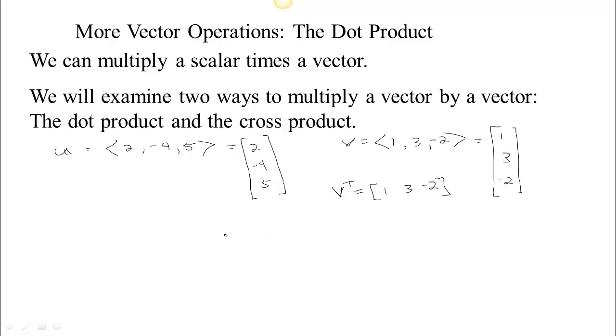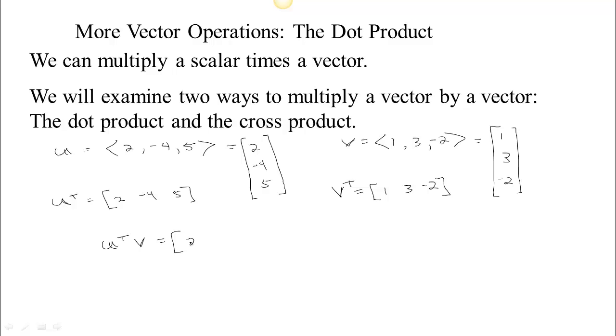So, by the same token, u transpose would be this matrix that consists of a single row, 2, -4, and 5. And here's our idea. If vectors are actually matrices, notice these two matrices couldn't be multiplied because the dimensions are wrong. Remember that in order to multiply two matrices, the number of columns in the first has to match the number of rows in the second. But we could do this. We could take u transpose times v, or we could take v transpose times u. Then the dimensions will work out.